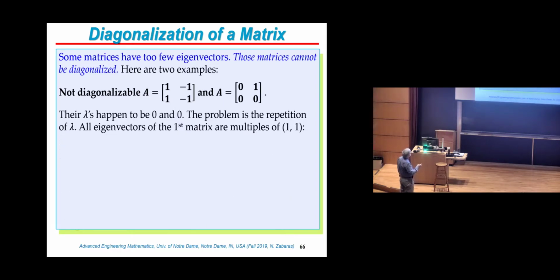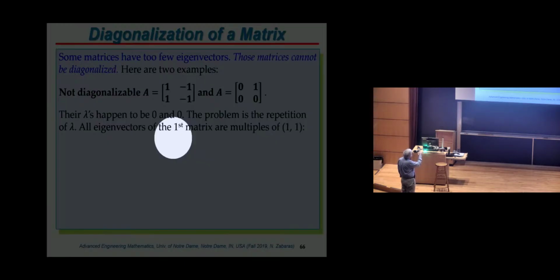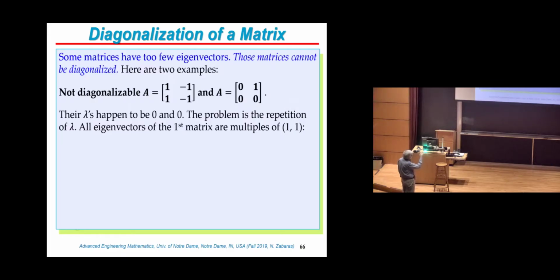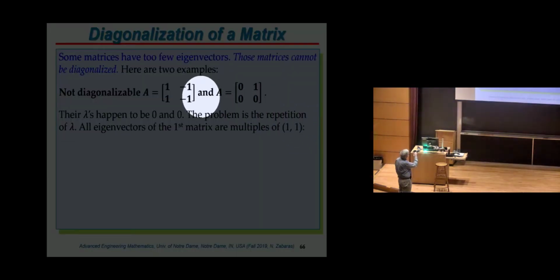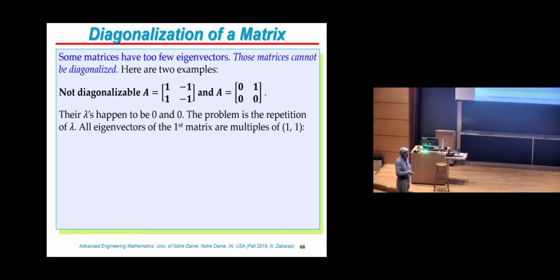Let's concentrate on one of them. The results will be the same for the other matrix. Will you agree that the eigenvector that you get is 1, 1? That's basically the solution to the null space problem, AX equal to 0. If you multiply this with 1, 1, you get 0, 0. So can you find me another eigenvector?